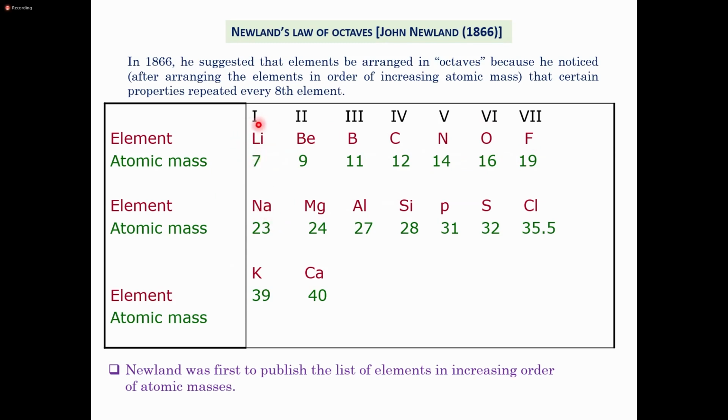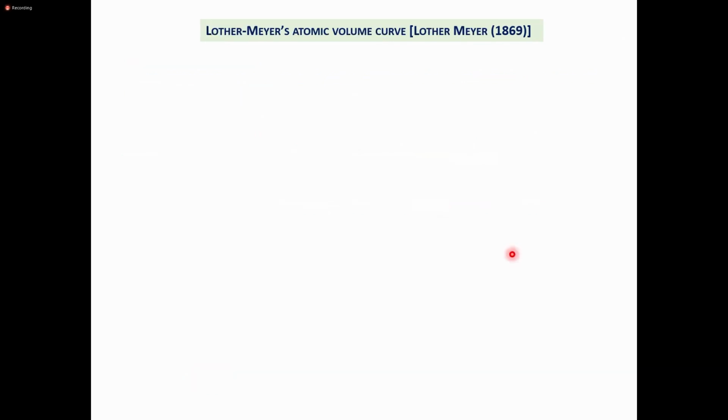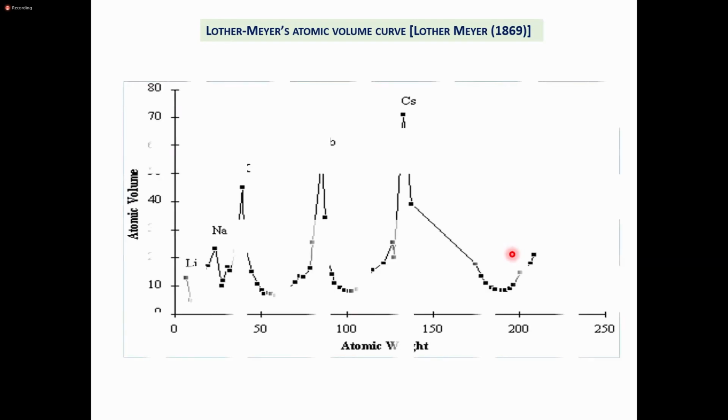But the point is that the physical properties of lithium and sodium are both the same. So sodium is the eighth element based on lithium. The second eighth element is potassium. This element also has the same chemical and physical properties as sodium and lithium. That's why lithium, sodium, and potassium are arranged in the same group, and they are called alkali metals. So they noticed this similarity in physical and chemical properties. Then in 1869, Lothar Meyer proposed a diagram.